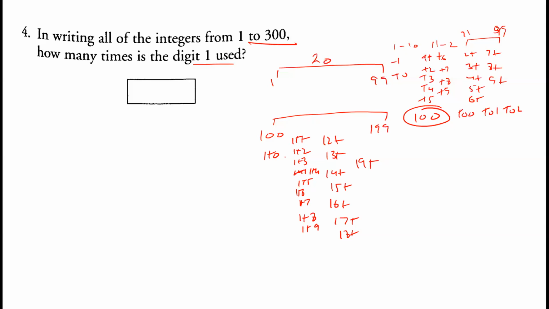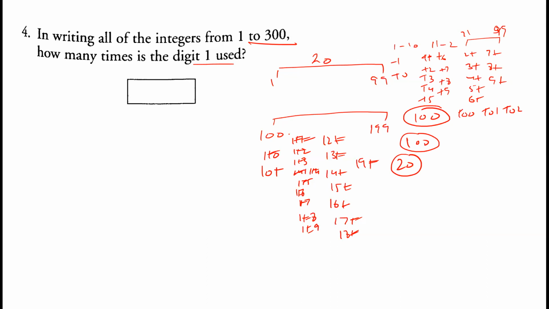So let's count again. In 110 we have one more extra 1. In 111 we have 2 more extra. So 1, 2, 3, 4, 5, 6, 7, 8, 9, 10, 11, 12, 13, 14, 15, 16, 17, 18, and 19. We also have 101. In 101 we also have 1 extra 1. So again we have 20 ones, and we also have 100 ones.